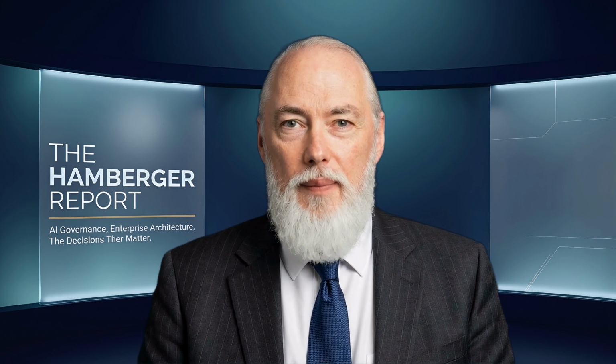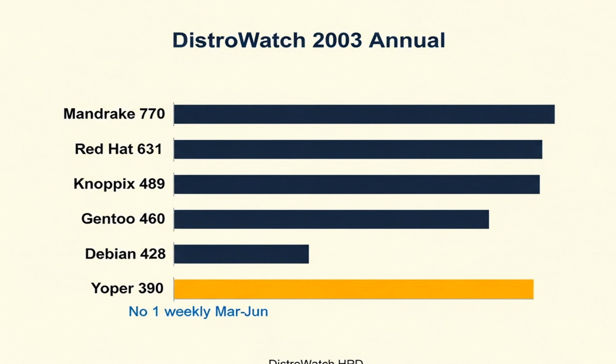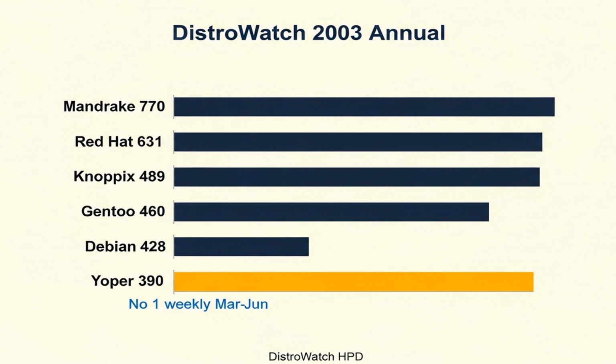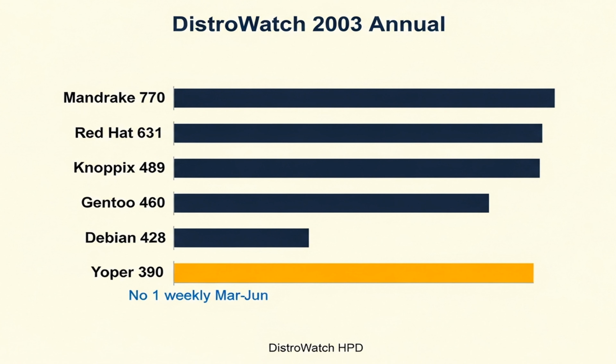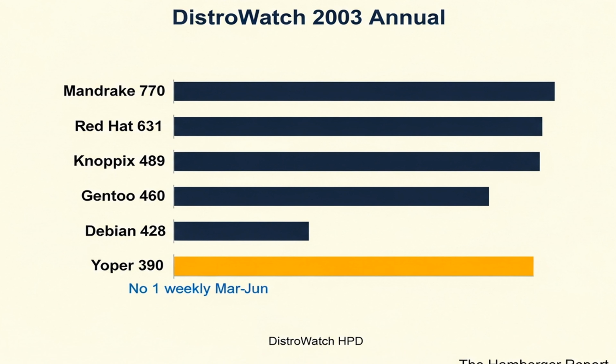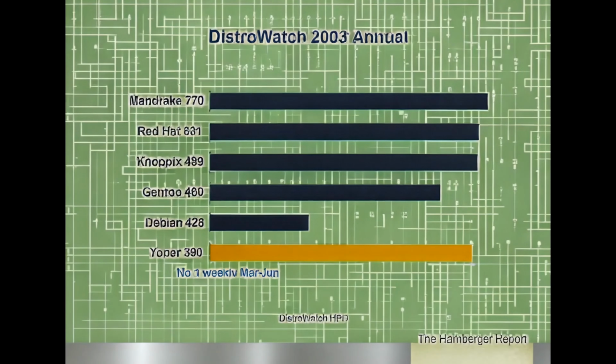I was building Yoper while working at IBM to deliver the platform Air New Zealand would use for their online ticketing. Every evening, descending into a cave under that Auckland house, I would compile a distribution that was outperforming Red Hat and SUSE in community rankings. From March to June 2003, Yoper was #1 on DistroWatch's weekly rankings.